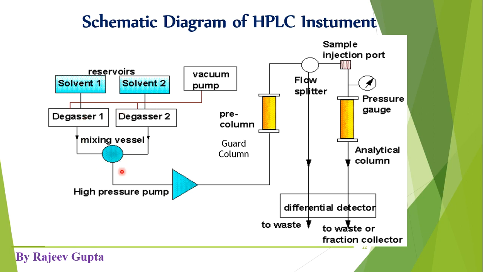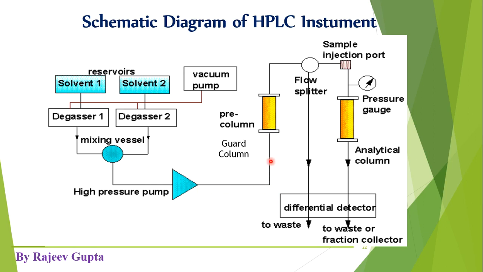After that, these solvents will be mixed in a mixing vessel. So why do we use more than one solvent? Because we require a specific polarity of the mobile phase, so we have to use a mixture of solvents. Then this mixture of solvents will be pushed at high pressure using a high pressure pump. So inside this portion, the pressure in the plumbing system is very high.